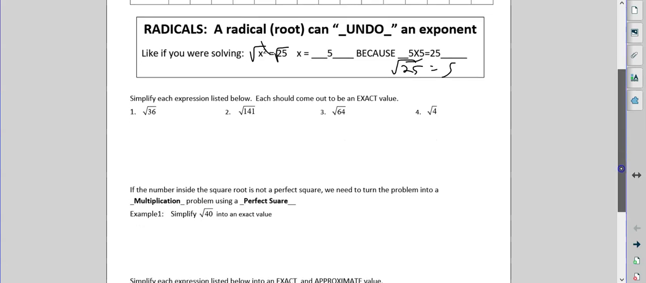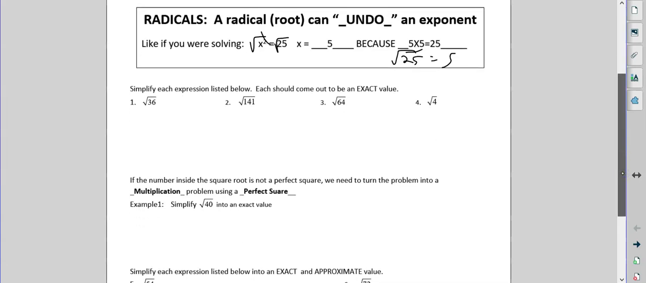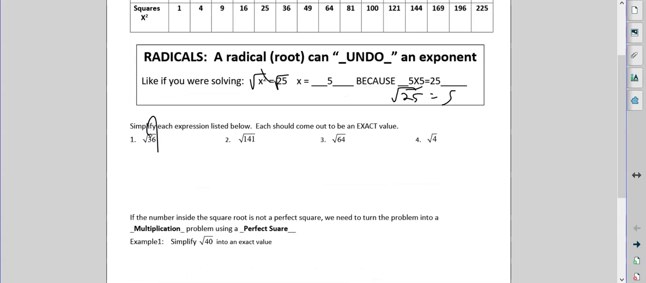So for example, we're going to simplify these following numbers. Each should come out to be an exact value. So the square root of 36, if you look at the top, is 6. 6 times 6 is 36. Square root of 141, I think that was supposed to be 144, so let's just change that. And that would be 12. And the square root of 64, which would be 8. And the square root of 4, which would be 2.